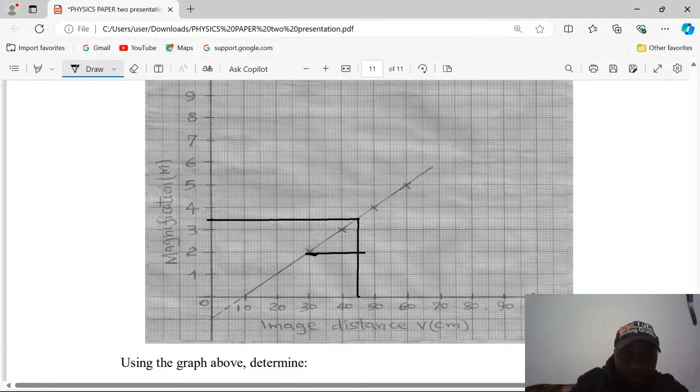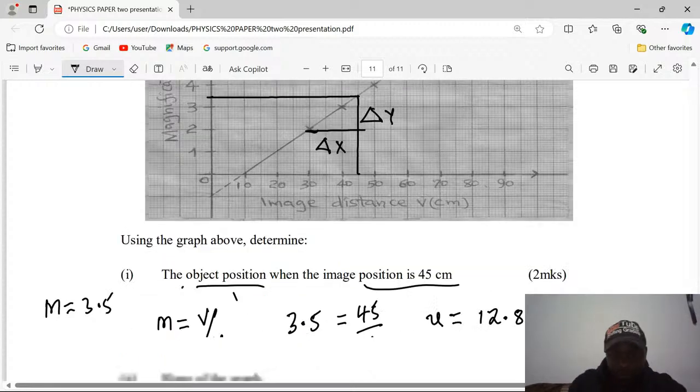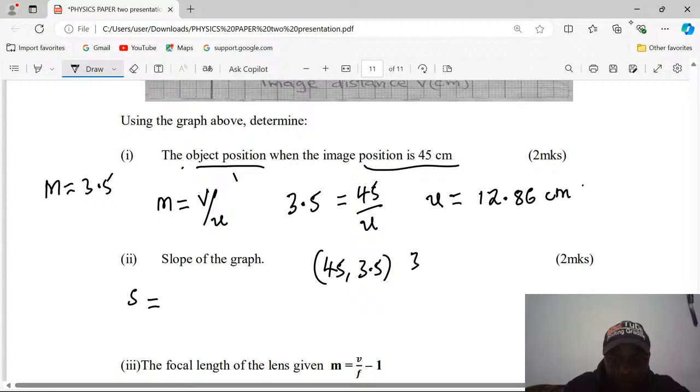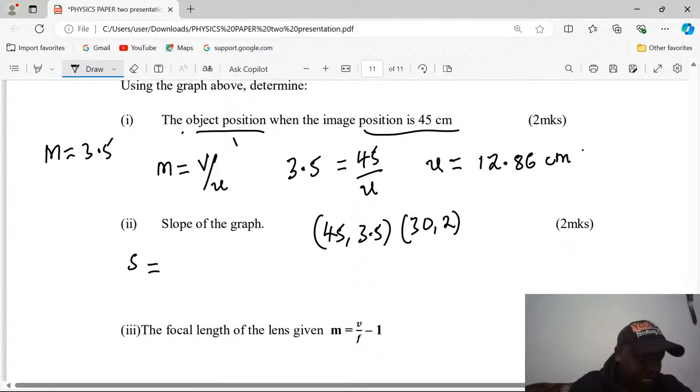So this will be the change in the x. This will be the change in the y. So now we have 30 and 2. So now for us to get slope, remember we are winding up and I can see people are really increasing. Say hi to your physics teacher. Please send greetings to your physics teachers.